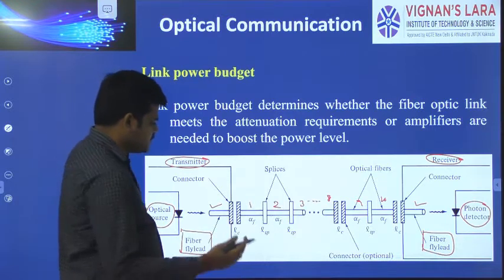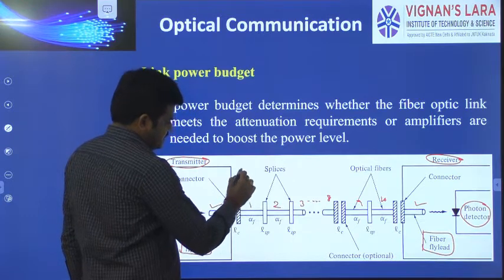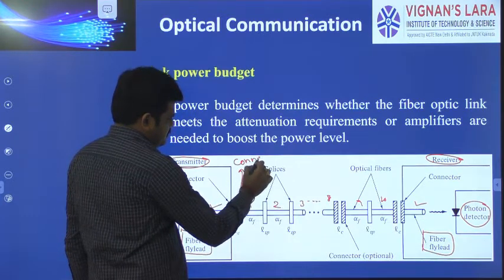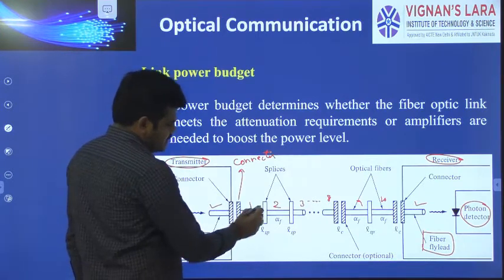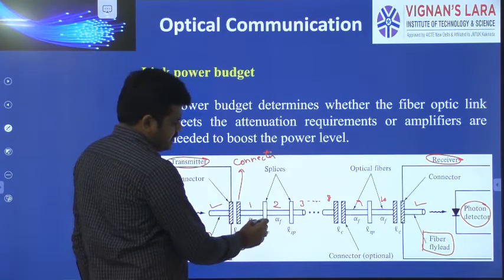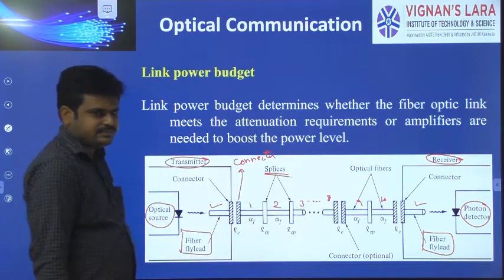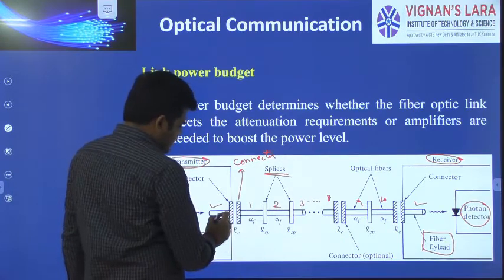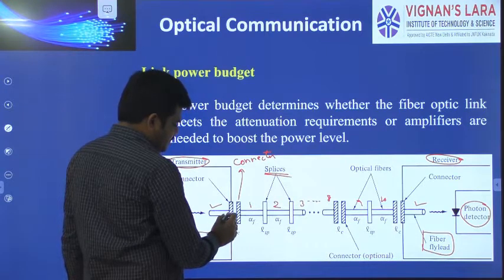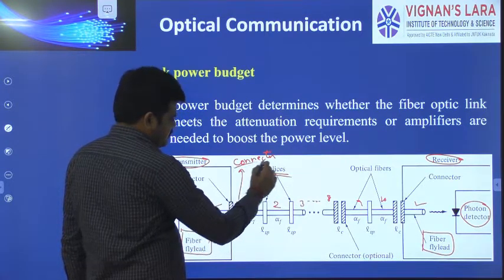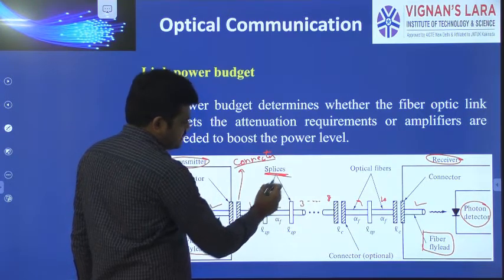If you see here, I have used a rectangle. This is a connector actually, the crossed line rectangle. Here there is also a rectangle, which is a splicer. That means you are connecting the fiber fly lead to the optical fiber using a connector, and you are connecting one optical fiber with another optical fiber by using a splicing mechanism.